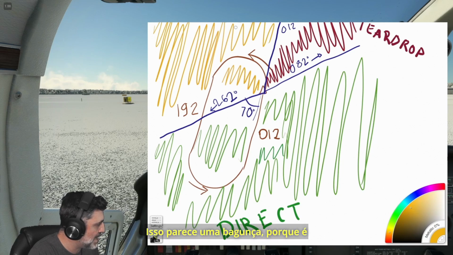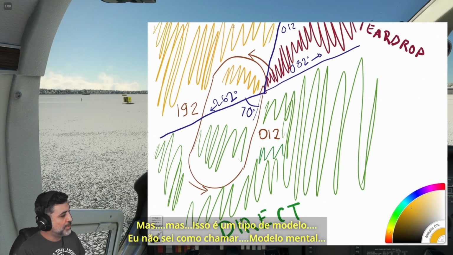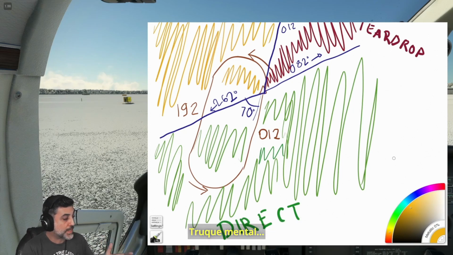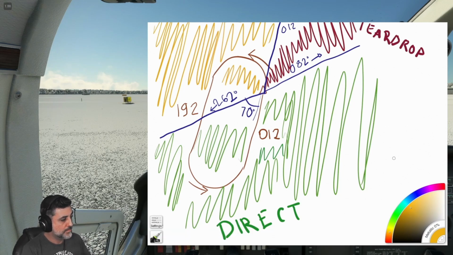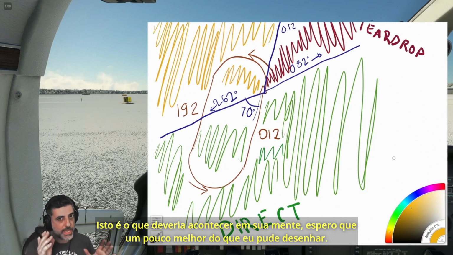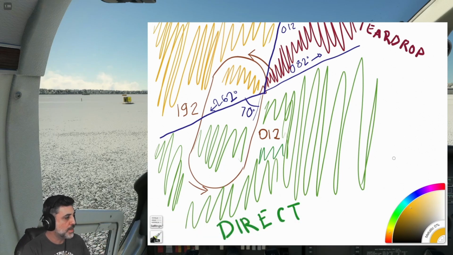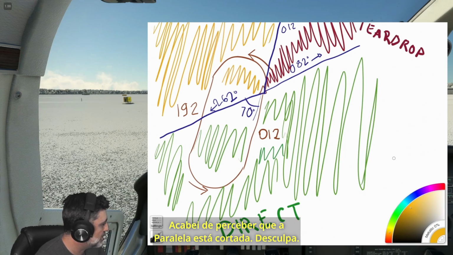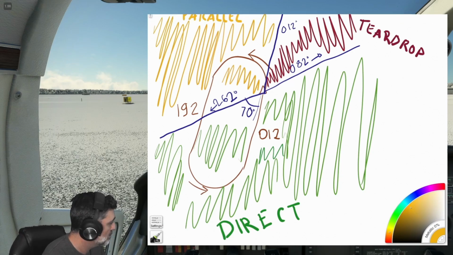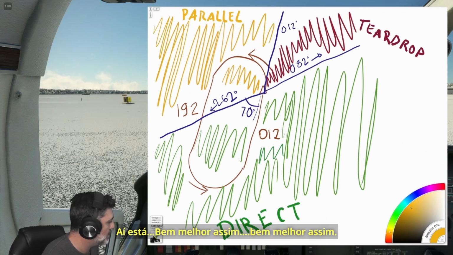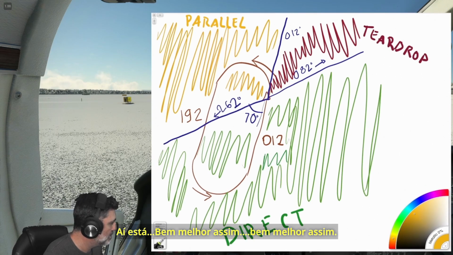Okay, so this looks like a mess because it is. But this is the kind of mental template, mental trickery, memorization, whatever you want to say. This is what should be happening in your head, hopefully a little tidier than what I was able to draw. Oh, I just realized that the parallel is cut off at the top. Sorry about that. Here, let me fix that. There we go. That's a little bit better, right?